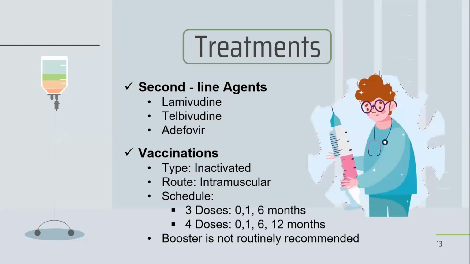Vaccinations. Hep B vaccine is the mainstay for hepatitis B prevention. WHO recommends that all infants receive the vaccine as soon as possible after birth. The vaccine is of the inactivated type, given intramuscularly. It is given in 3 doses at 0, 1, and 6 months, or alternatively in 4 doses at 0, 1, 6, and 12 months.